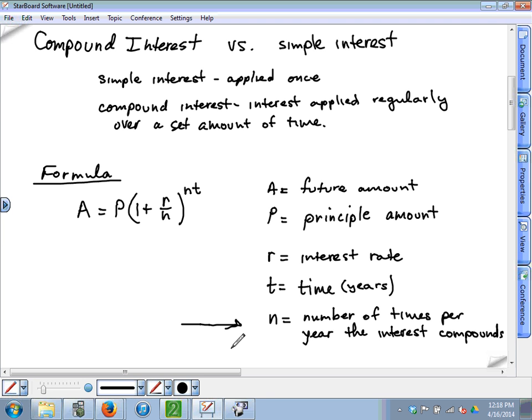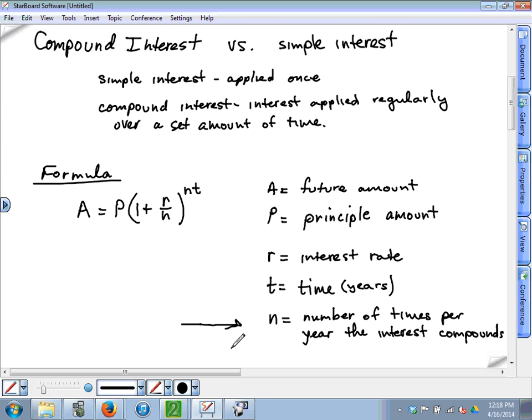Exactly. Very good. It's the number of times per year that the interest compounds. So on your worksheet, you will see words like, as Sam was mentioning, annually. If it says that your interest is going to compound annually, then how many times per year is that? 1. So N would equal 1.